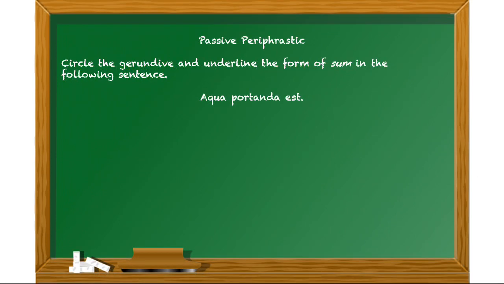Well, let's take this example sentence, short little sentence, aqua portanda est. Circle the gerundive and underline the form of sum. As always, pause the video and then press play when you're ready to continue.